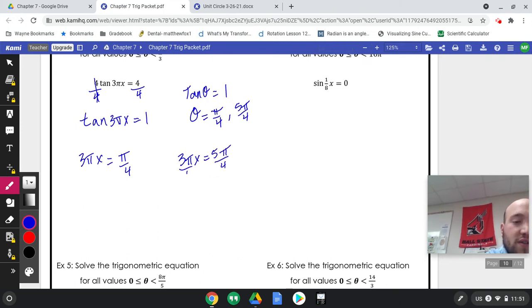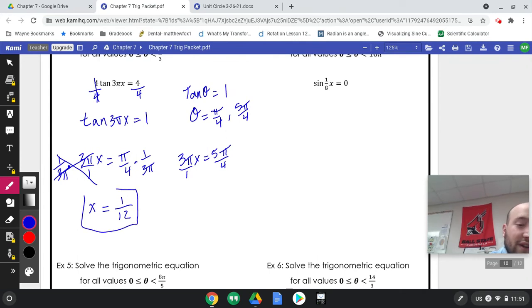Now once again, this is over 1, over 1. Just multiply by the reciprocal. That's the easiest way to deal with it. So 1 over 3 pi takes care of that, times 1 over 3 pi. Now hopefully you see those pi's will cancel. There's one on top and bottom. So we'll just have 1 on top, 1 over 12. That'll be our first answer.